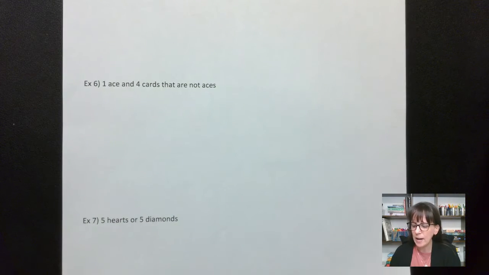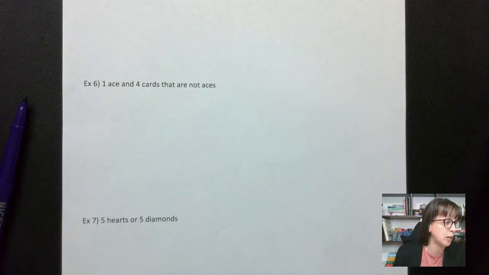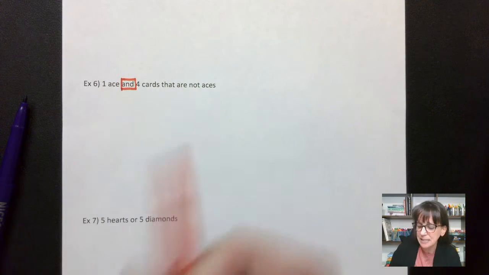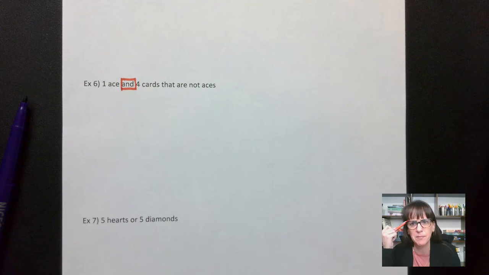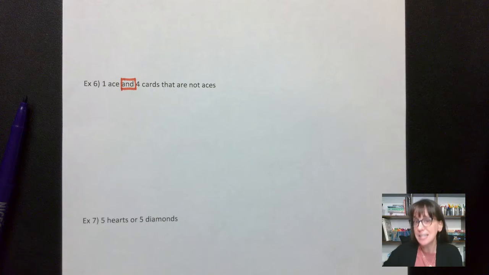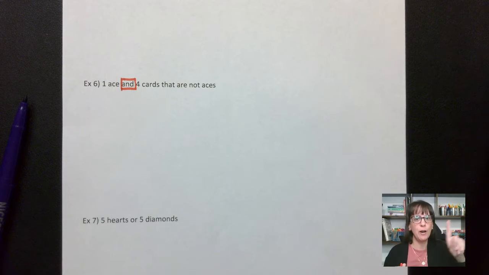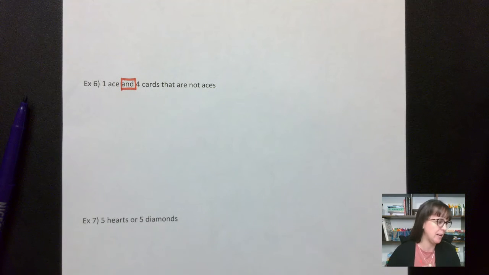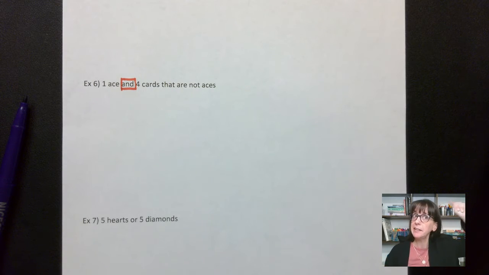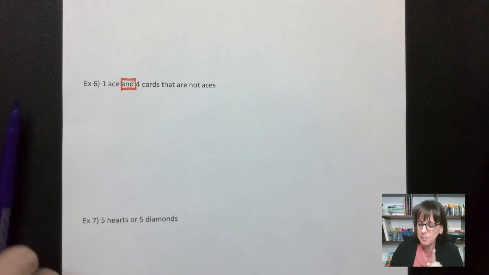All right, what about 1 ace and 4 cards that are not aces? This is really key here. Look at this word, and. Remember, and means multiply. I could never remember how to think of that. You would think and means addition because they both start with A. No, and means multiply. So if you're thinking and addition, no. So we're going to multiply these.